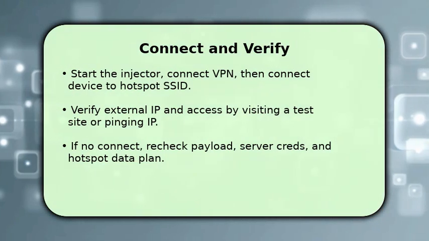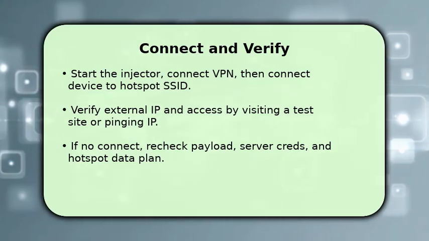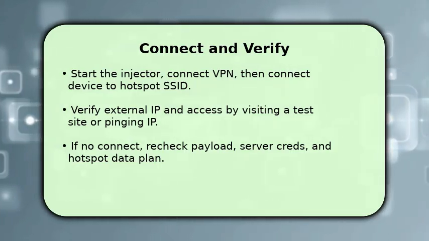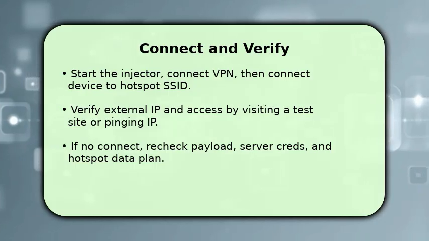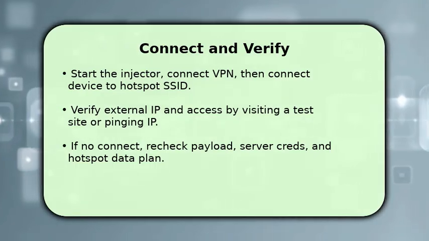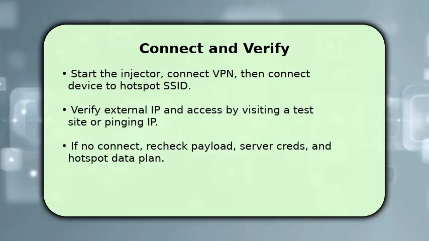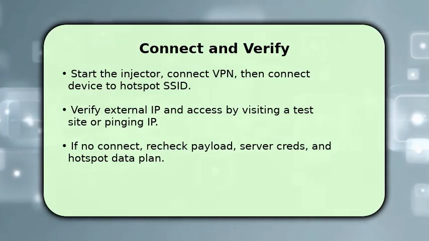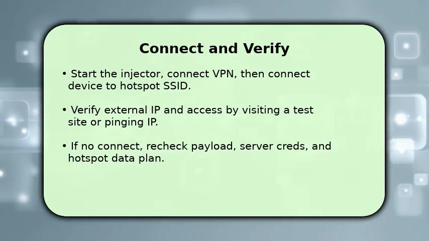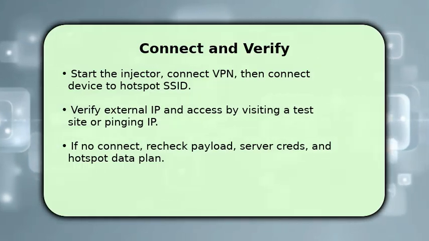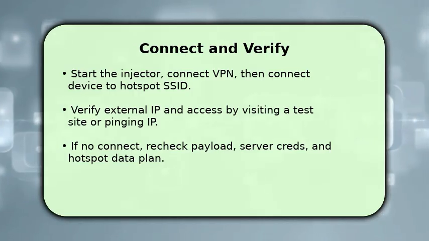Finally, initiate the injector and then connect your device to the hotspot. The tunnel should establish and route traffic through the server. Verify success by checking the external IP or loading a lightweight website. If you see the remote server IP, the setup works. Make sure to watch battery and data usage because tunneling can consume both.